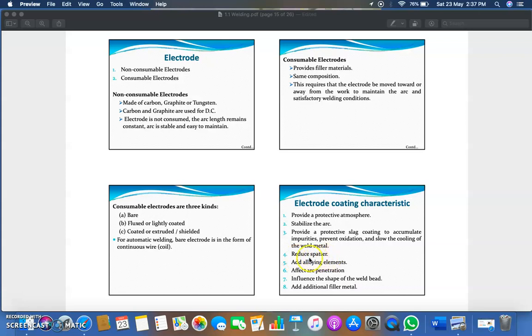It reduces spatter, which is unwanted particles on the workpiece. It can add alloying elements during the welding process. Arc penetration can be reduced with the help of this. It influences the shape of the weld bead, so it can be of different shapes. It can also add additional filler material in your welding zone.